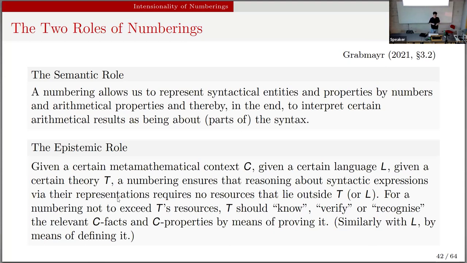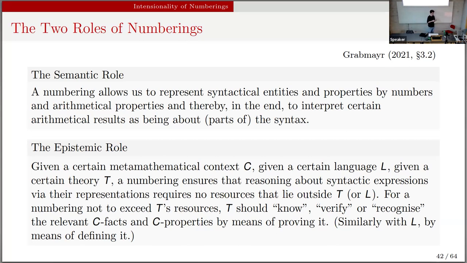The second role is the epistemic role. Given a certain mathematical context, think about Gödel's second incompleteness theorem; given a certain language, think about the language of arithmetic; given a certain theory, think about Peano arithmetic. A numbering ensures that reasoning about syntactic expressions via their representation, so via numbers, requires no resources that lie outside the theory we are working in.